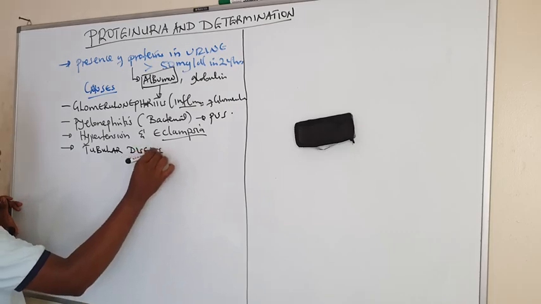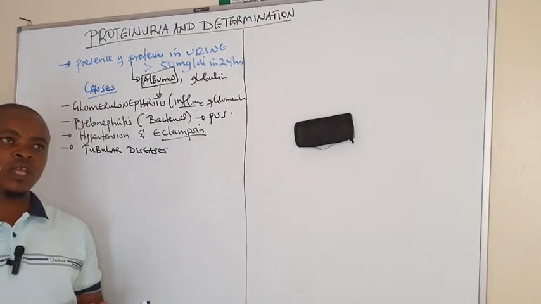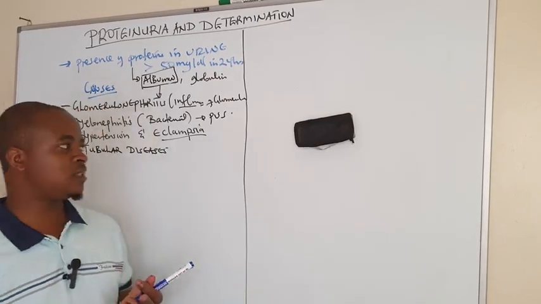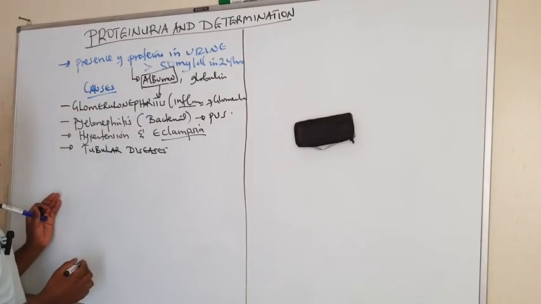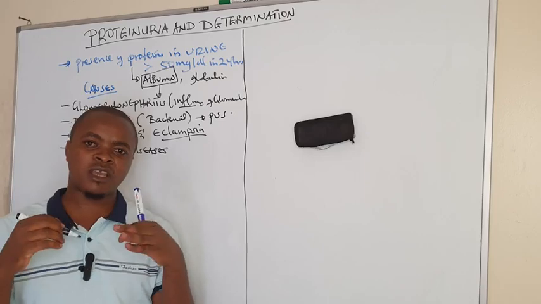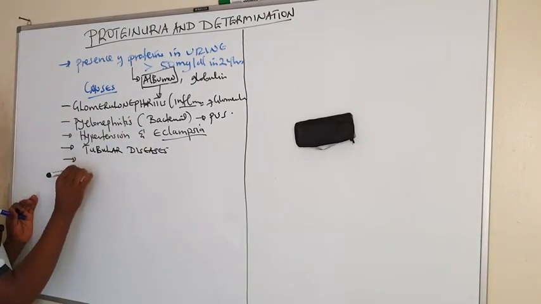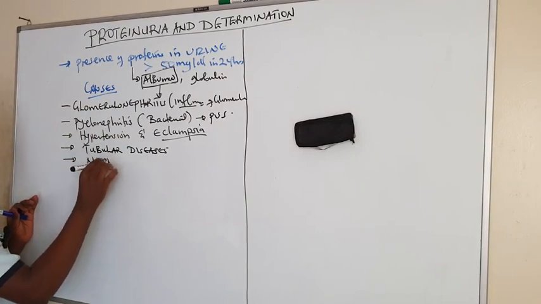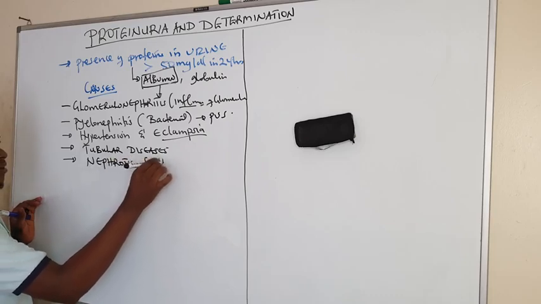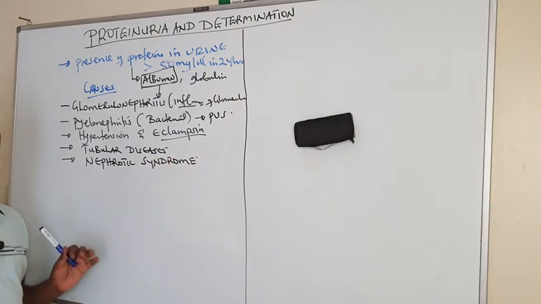These tubular diseases affect reabsorption of proteins. Because albumin is small in size, it can be filtered, but after being filtered, it should be reabsorbed. So any problem with the tubules of the kidney nephron can lead to presence of proteins in urine. And another one is nephrotic syndrome, which can also cause proteinuria.